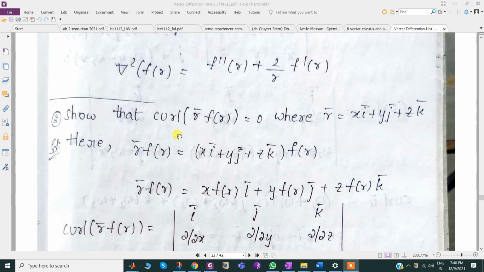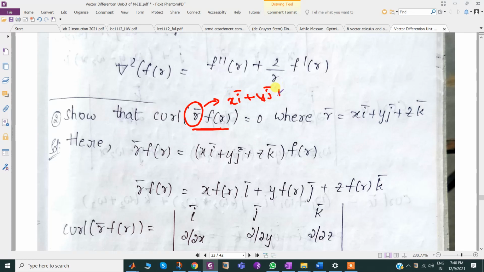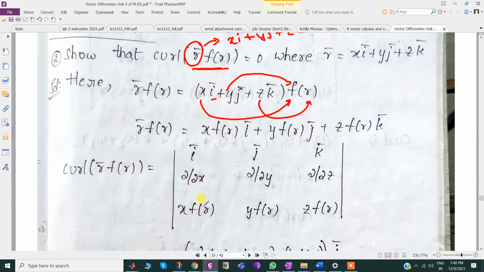Then curl of r̄ times f(r). Same logic I may follow here. First, what is r̄ times f(r)? r̄ is equal to standard form x i̅ plus y j̅ plus z k̅. Now, if I simplify that, the i̅ coefficient is x times f(r), j̅ coefficient is y times f(r), k̅ coefficient is z times f(r). Now, curl of r̄ times f(r).